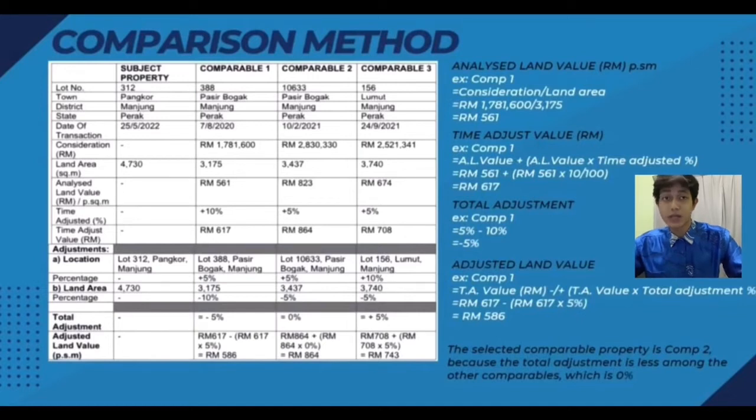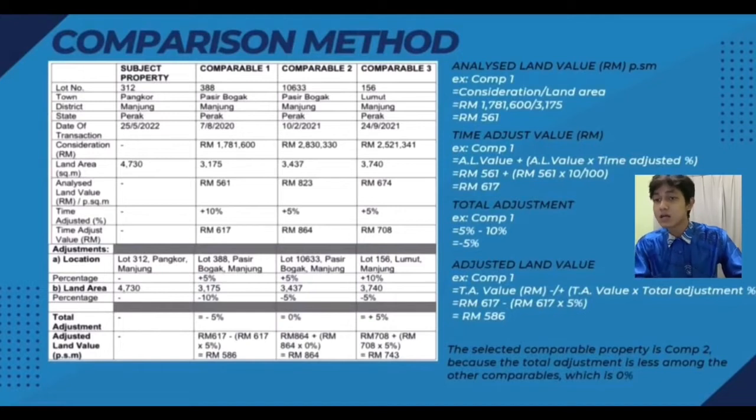Now we're going to proceed with the total adjustment. As you can see at comparable 1, the location for subject property and comparable 1 is different. We need to remember regarding the appendix given by lecturer, subject property is the best place among the comparables. So using the principle of valuation in comparison, when the subject property is better than comparable, the adjustment needs to be plus. But if the comparable is much better than subject property, the adjustment will be minus. So now, since subject property is located at Bangkok and comparable 1 is located at Pasir Ris, it means that subject property is better than comparable 1. So it needs to be 5% plus.